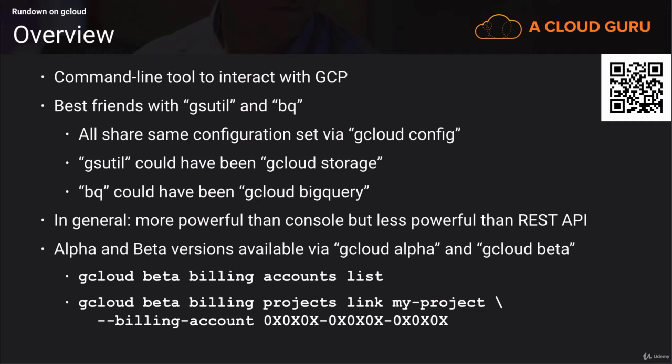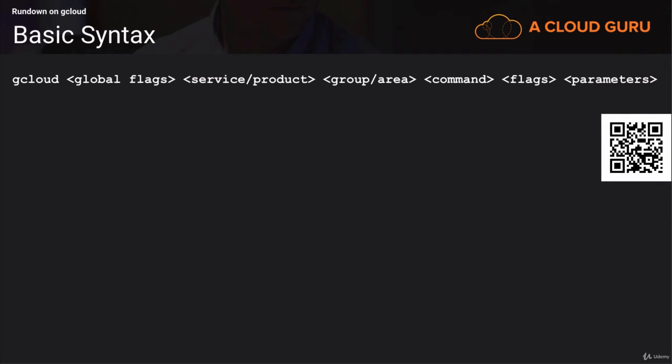Now it's possible that by the time you watch this video, this billing functionality has been released in the normal gcloud command. But the point really is that functionality will be available earlier through the alpha and beta channels than it will be in the normal one. You can feel free to use that functionality to do your job, you just need to be aware that it might change on you. Alright, let's take a look at the syntax of a gcloud command.